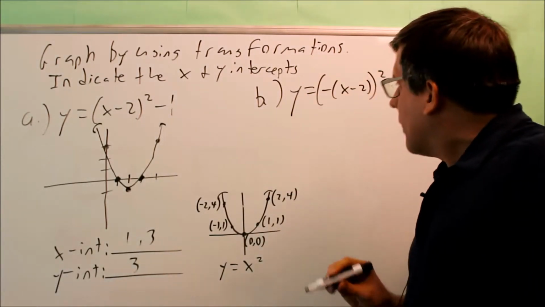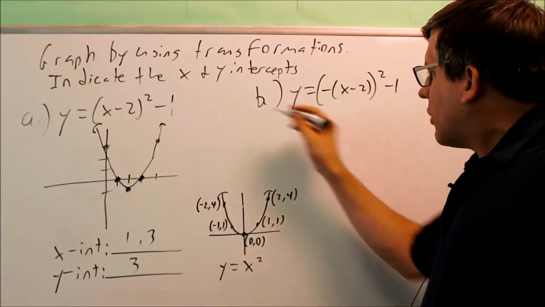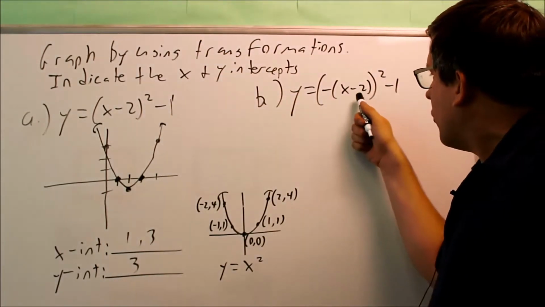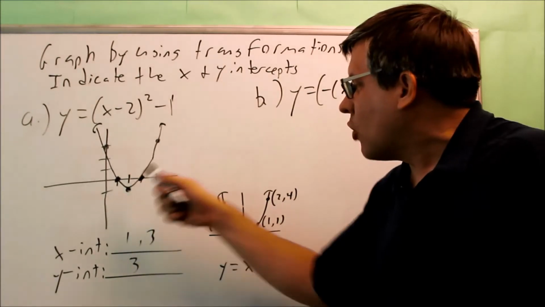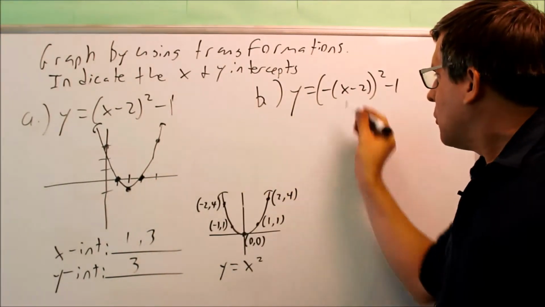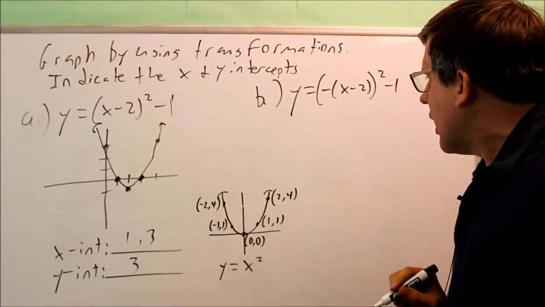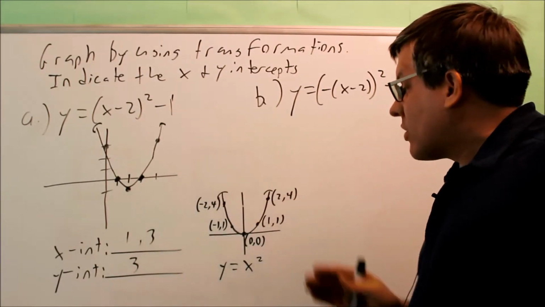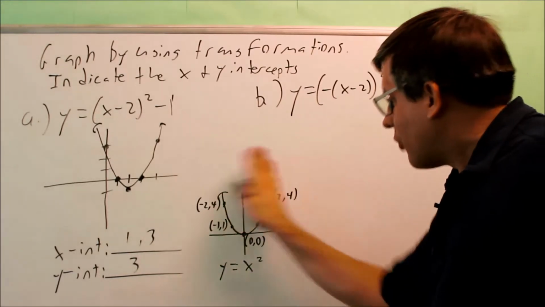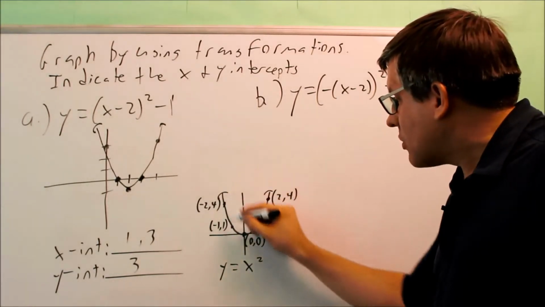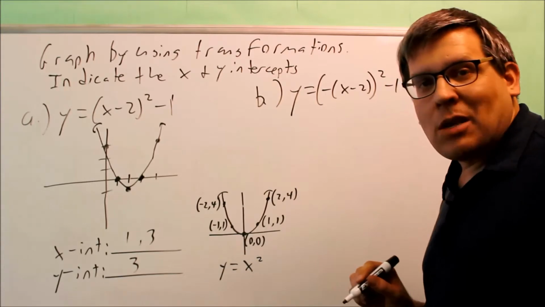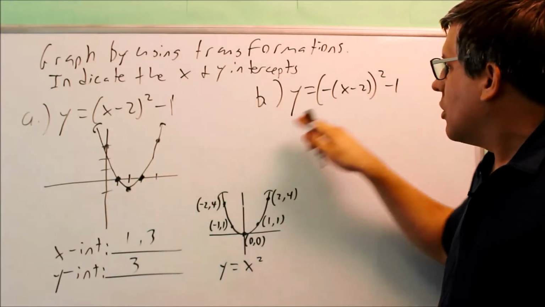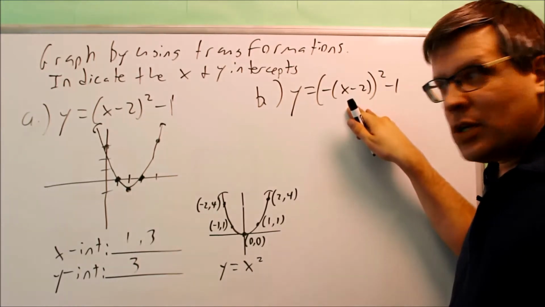For this one, I notice that the movement is exactly the same. I'm moving it 2 places to the right and down 1, just like the previous graph. Let's take a look at this negative. Now, the negative on the inside means that you're flipping this over the y-axis. If I take this graph and I flip it over the y-axis, I get exactly the same graph as I started with. So this graph right here is going to be the answer for part B.